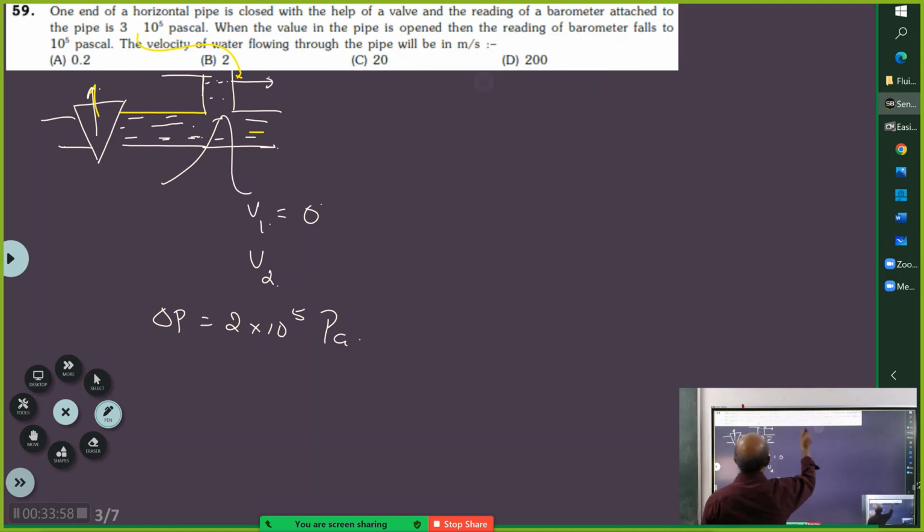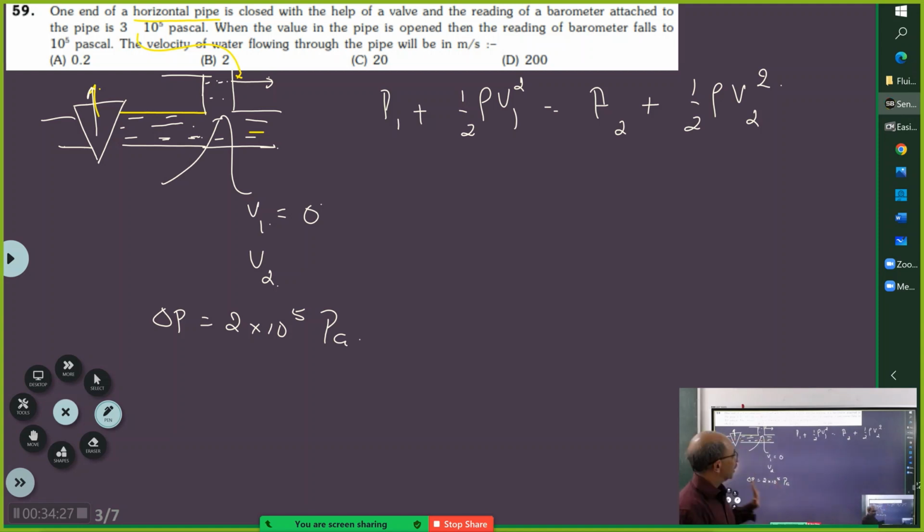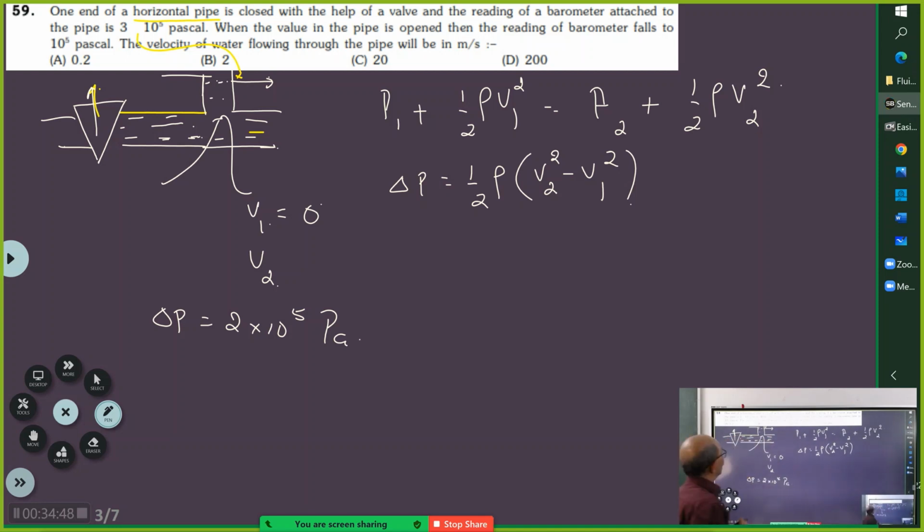Read it very carefully. They have very clearly said horizontal pipe. So how will you use that word, horizontal pipe? The potential energy will be the same. So your Bernoulli's equation in this case will be P1 plus half rho V1 square equals P2 plus half rho V2 square, with no height term since it is horizontal. See, that is the utility of this. Here I'm giving you the difference, delta P, which should be equal to half rho times V2 square minus V1 square. This is precisely what you have.